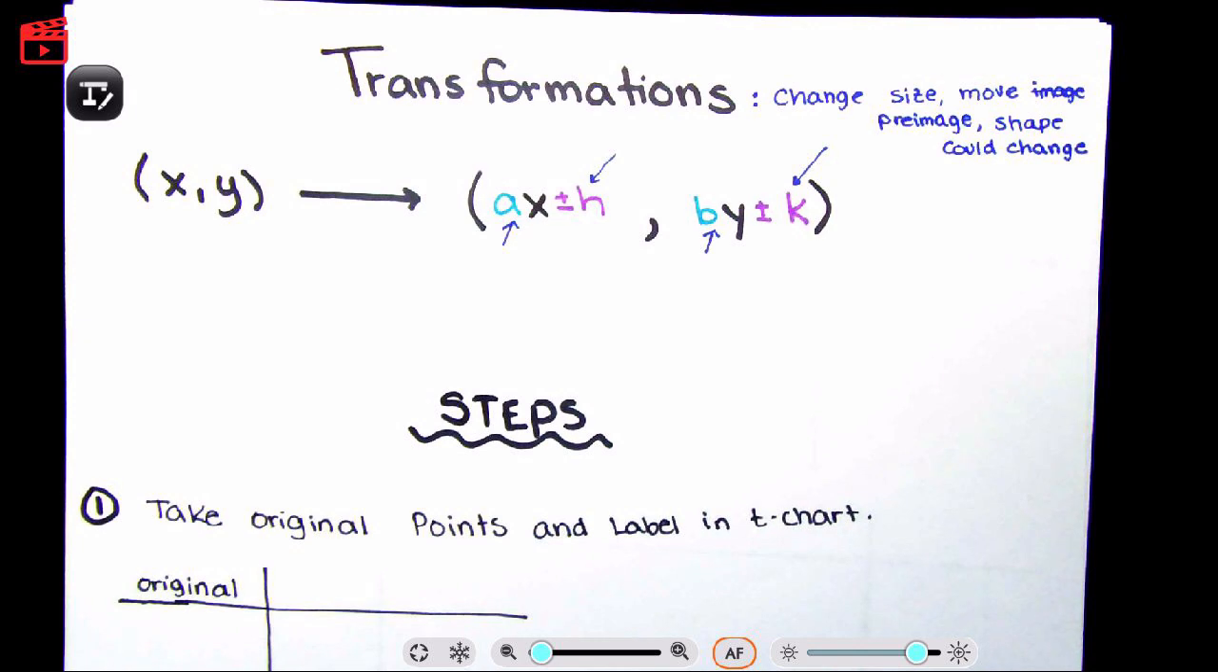It could potentially move up, down, left, right. It could stretch, it could compress, and it could look a little bit weirder. So it doesn't necessarily matter if you have a translation, dilation, or a transformation. I'm going to show you the steps that it will take for you to graph the image. Remember, image is the after, pre-image is the before.